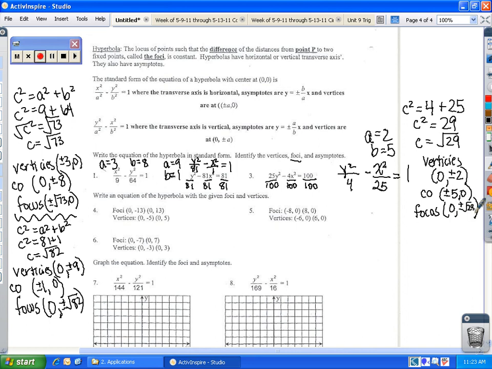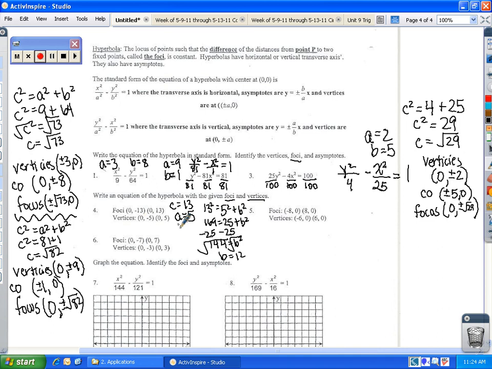Okay. Now to write an equation, if I'm given the focus points and the vertices, since my focus points are at 13, I know that means c equals 13. Since my vertices are at 5, I know that a equals 5. Now you have to find b, so you have to plug it in. c squared equals a squared plus b squared, which means 169 equals 25 plus b squared. Subtract 25 from both sides, and 144 equals b squared. Take the square root, and b equals 12.